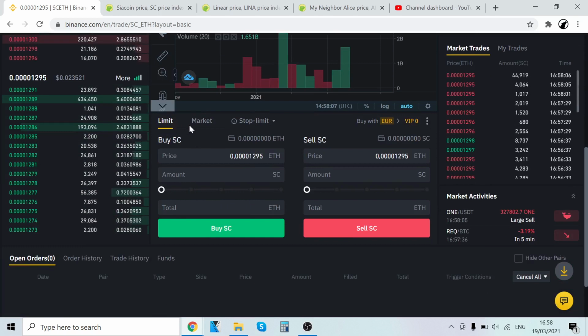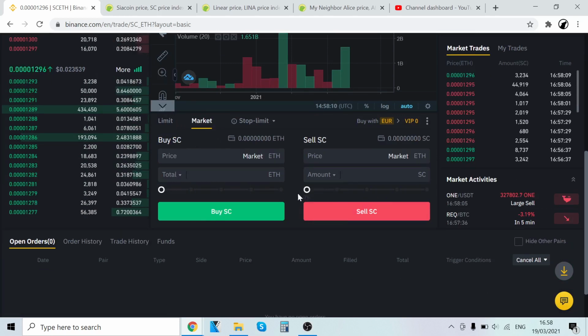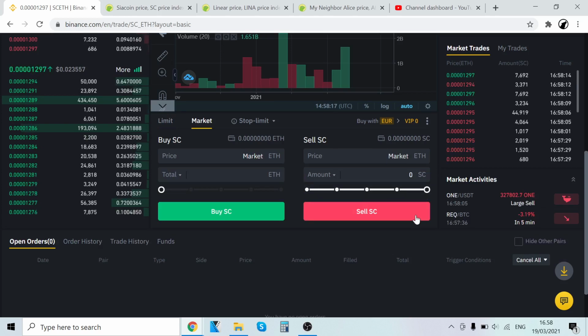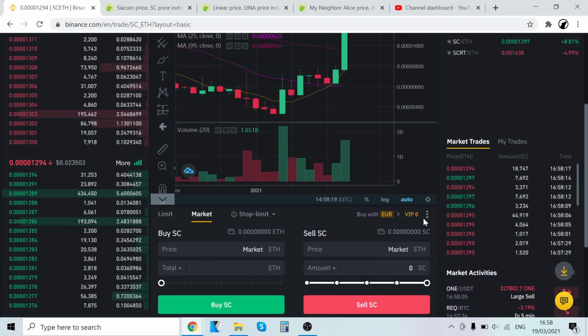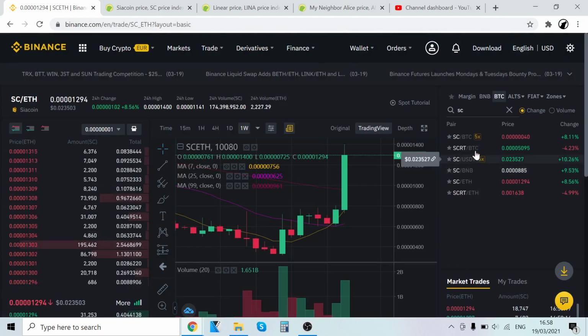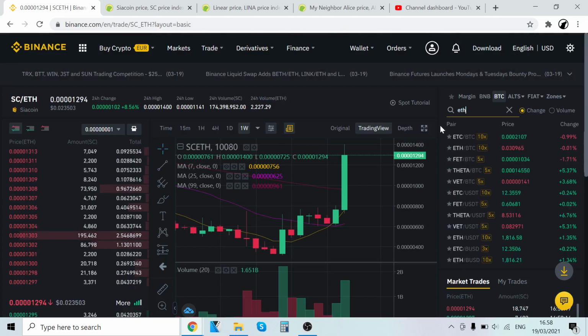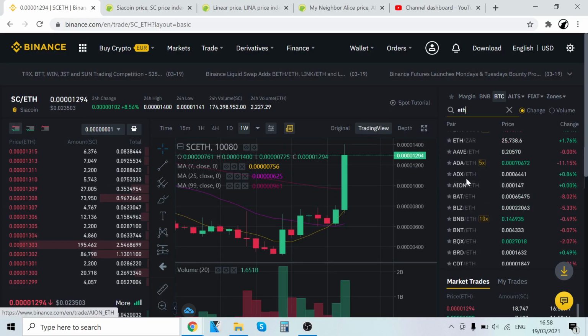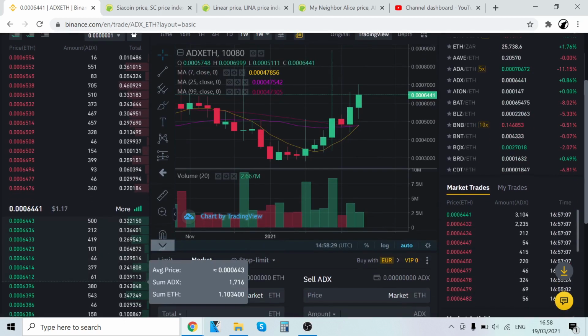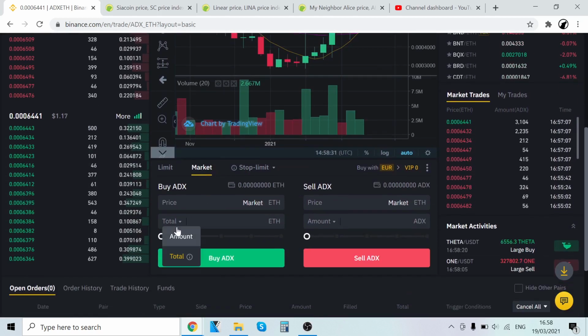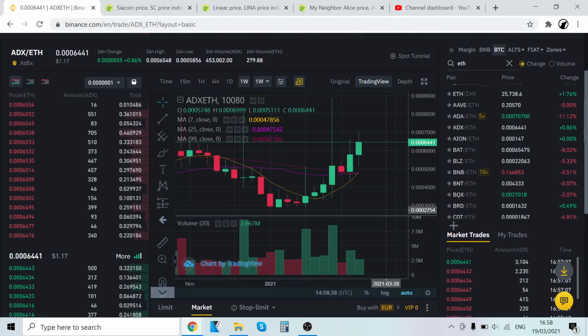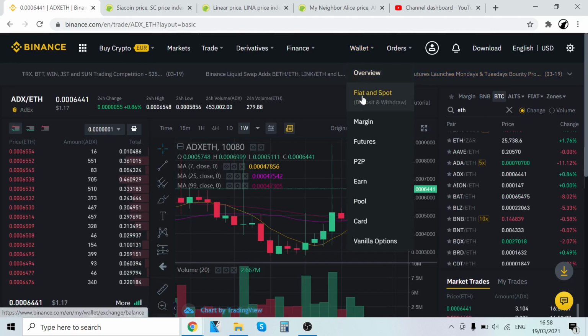So we go again to market to sell it instantly, and here where it says sell SC, then just select how much you want to sell. Let's say that you want to sell all of your Siacoins into Ethereum, then you can just click sell Siacoin here, and then the trade will execute and you will have Ethereum. Now you can come again here and type in Ethereum, and then you can just keep trading. You can come here to click anything of these, and then market and buy with Ethereum. Okay, now we're paying Ethereum to buy ADX. Okay, so that's how you can trade basically any cryptocurrency on Binance.